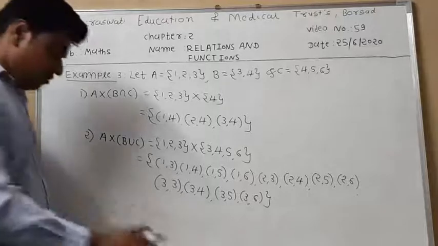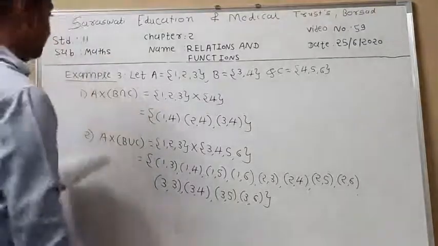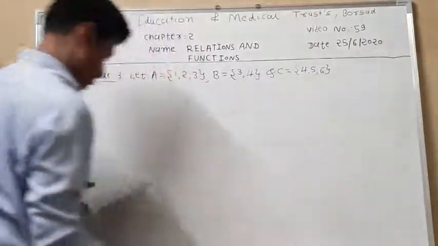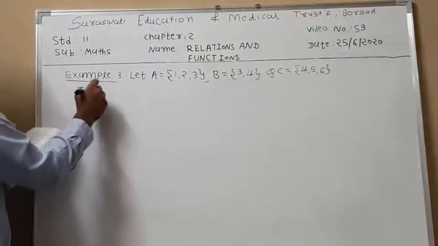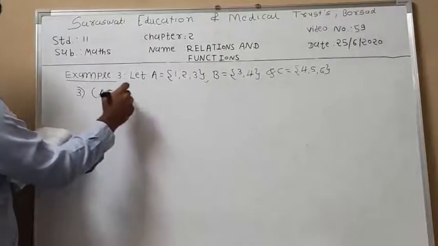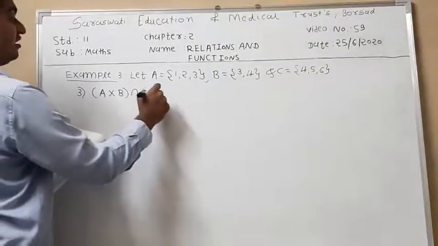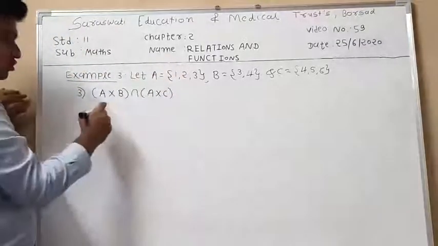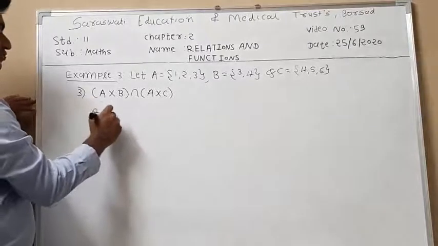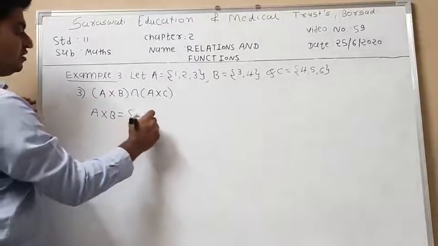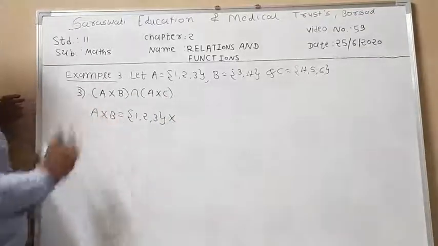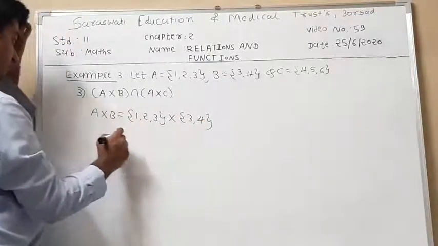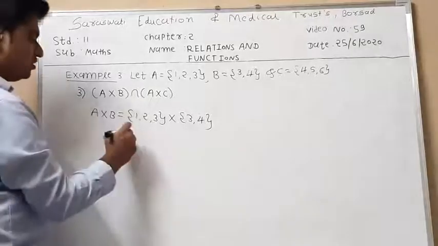Now one more condition is present here. Third condition, A Cartesian product of B intersection A Cartesian product of C. So first of all, find out A Cartesian product of B. In place of A, write the elements of set A, Cartesian, and in place of B, write the elements of set B. Now after that we can write ordered pairs of both these sets.